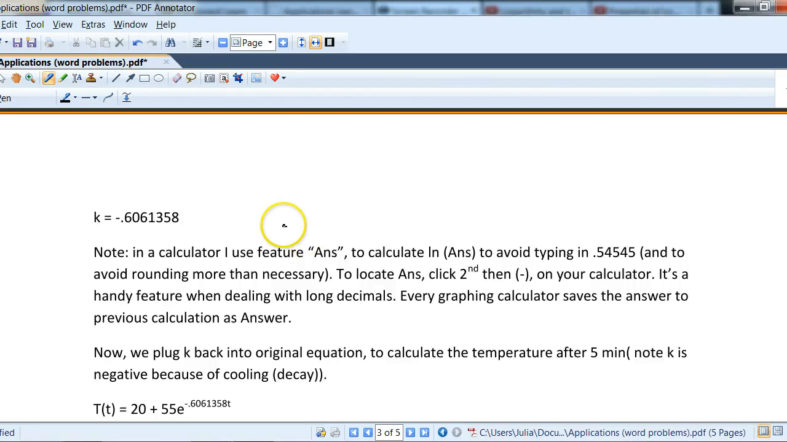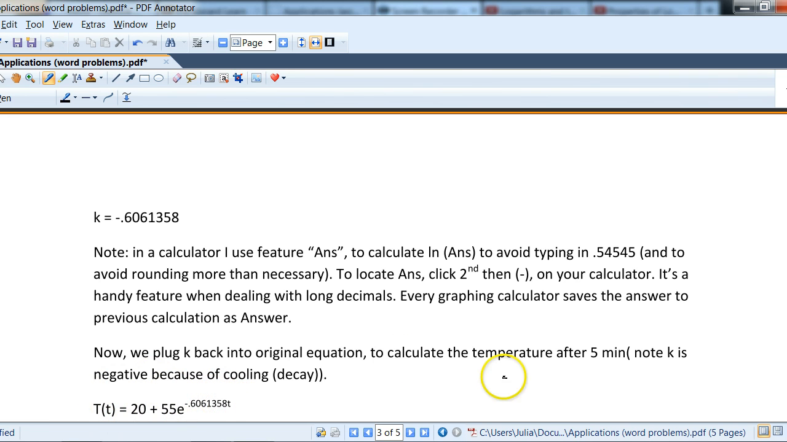So I think I did find the decimal. If you write this many decimal places, about 7, then it's usually pretty close to the actual answer. Or you can use the answer key, the second function and the little negative on your calculator. It's pretty handy. So I put it back in the original equation.